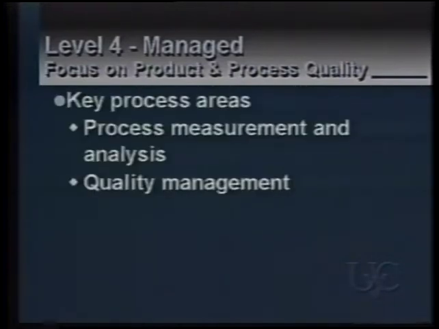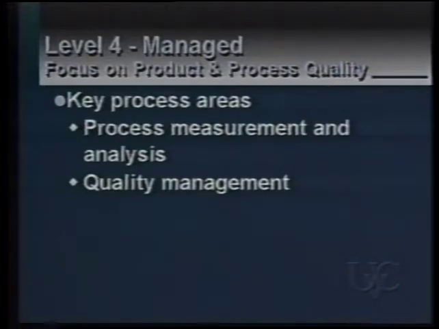Level 4 is the managed organization. There's both a product and a process quality focus. Being a level 4 organization says, not only do we have a process that's written, but we take a look at this process, we manage everything that we do carefully by this process, and we analyze the process to make sure that it's working.